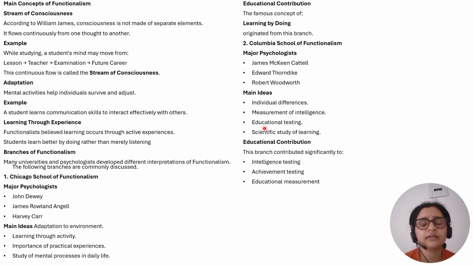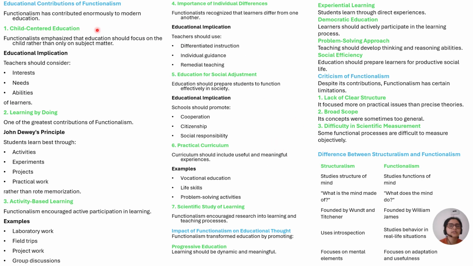Then the Columbia School, these three scientists. The main idea of the Columbia School is that you have to accept individual differences. Then there are ways to measure intelligence, various kinds of educational testing, and scientific study of learning. These are the educational contributions of functionalism: child-centered education, learning by doing, activity-based learning, importance of individual differences among the students, education for social adjustment, practical curriculum, and scientific study of learning.